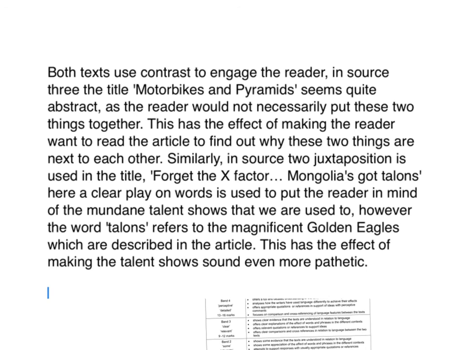So here's what a comparative paragraph might look like in your answer. Both texts use contrast to engage the reader. In source 3, the title Motorbikes and Pyramids seems quite abstract, as the reader would not necessarily put these two things together. This has the effect of making the reader want to read the article to find out why these two things are next to each other.